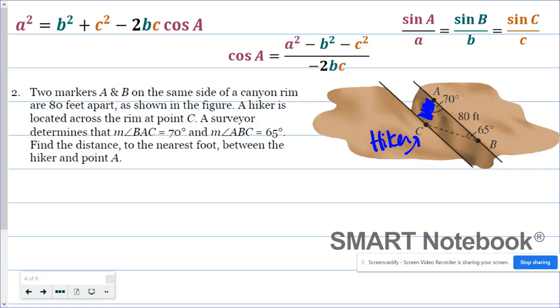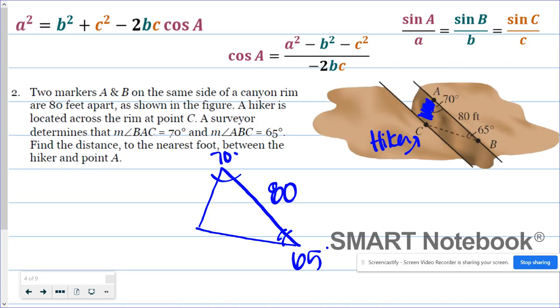So what are you thinking here? If it helps, I will draw out this triangle. When I was drawing it, you noticed that we know two of the three angle measures. So that means it's very easy for us to find the third one, since all three angles add up to 180, right? So this angle right here is 45. So what are you thinking when it comes to our method?